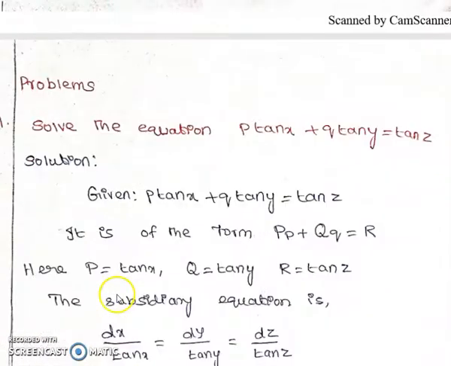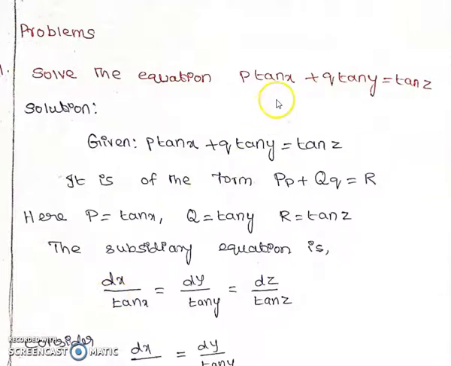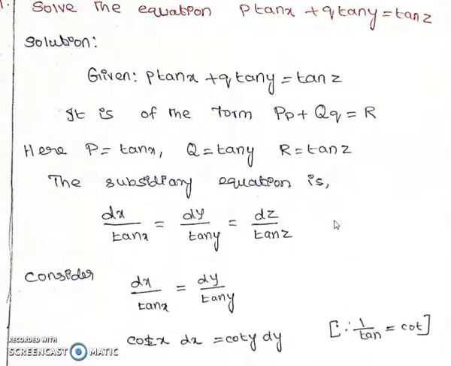Now we go to the problem. Solve the equation p tan x + q tan y = tan z. So take this given equation. This is of the form Pp + Qq = R. Comparing these two equations, identify capital P. P is equal to tan x, Q is equal to tan y, then R is equal to tan z. So now we write the subsidiary equation as dx/tan x = dy/tan y = dz/tan z.